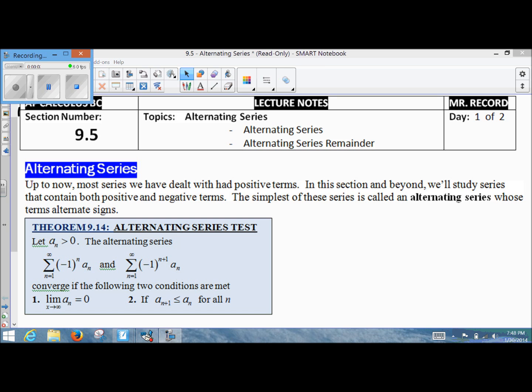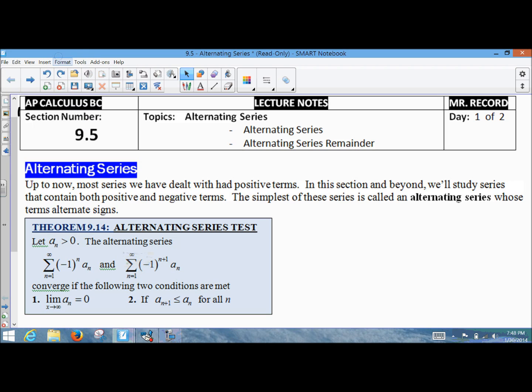Hey AP Calculus BC students, Mr. Record here. We're going to take a look at an interesting side component to the concept of the alternating series. Hopefully you've been briefly introduced to the alternating series and have been exposed to the alternating series test prior to watching this video.